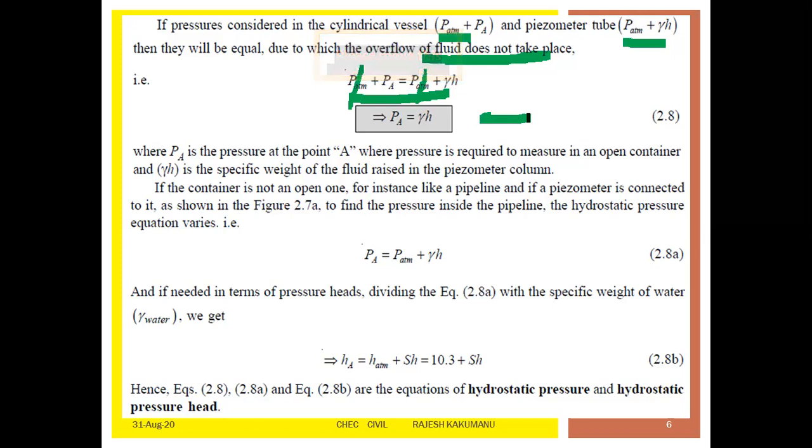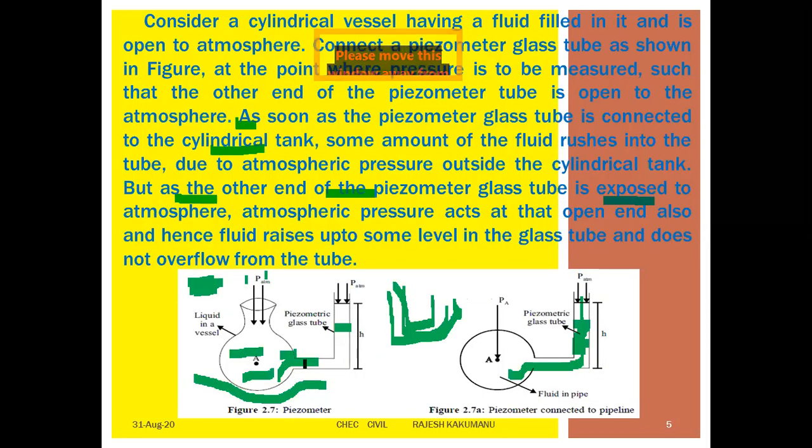So take this as some point. Now where PA is the pressure at a point A, where pressure is required to be measured in an open container, and gamma H is the specific weight of the fluid raised in the piezometric column. So ఎక్కడైతే నీకు water అనేది fluid is passing into the piezometer and going to a certain level, that is nothing but your gamma H. Okay na?